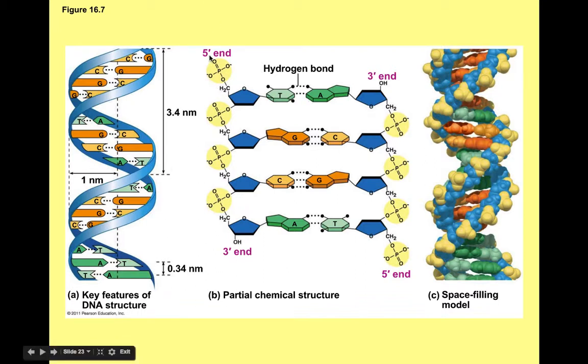DNA is anti-parallel. That means it runs at opposite ends. This side goes from 3 to 5, and this side goes from 5 to 3. And of course, you know that it makes a double helix because that's pretty common knowledge.